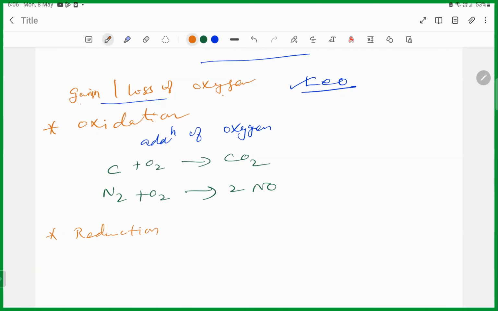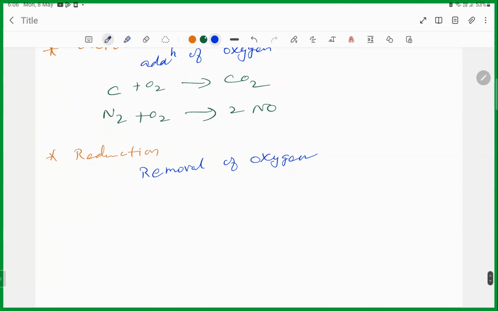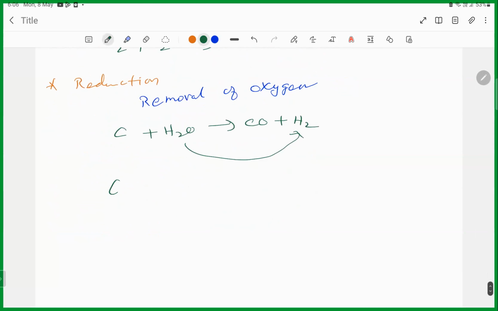And then reduction. So what is reduction? Reduction involves removal of oxygen. Very good. So example, carbon plus water gives carbon monoxide plus hydrogen. So H2O is reduced to hydrogen. Same way, copper oxide plus hydrogen is converted to copper plus H2O. So copper oxide is reduced to copper. This is also reduction.